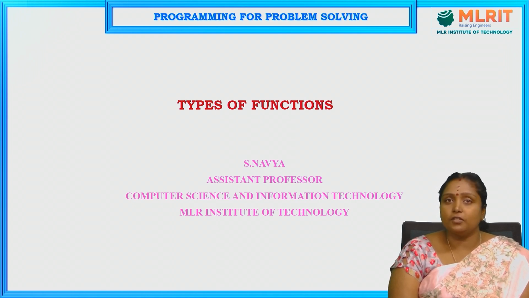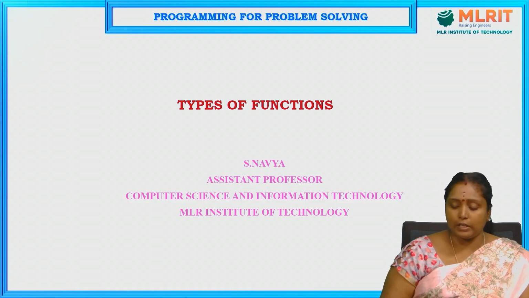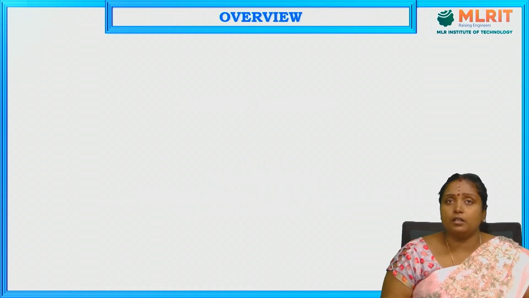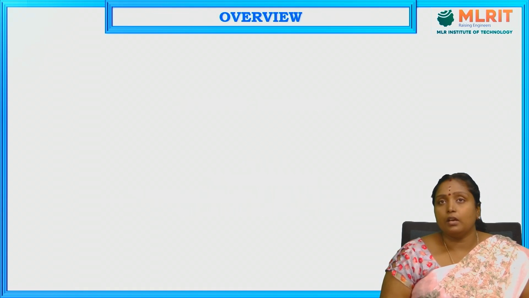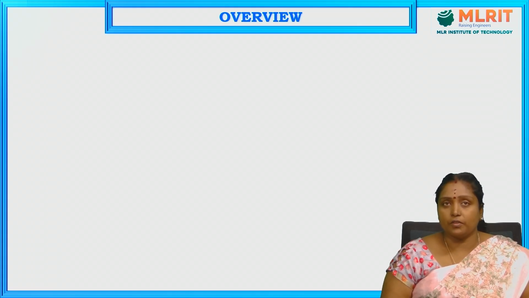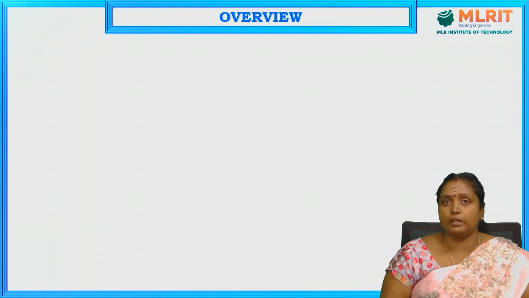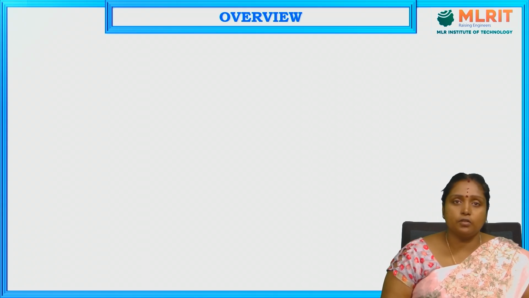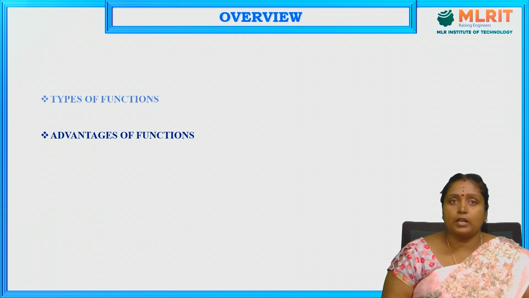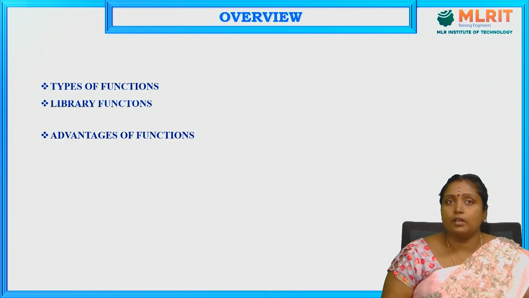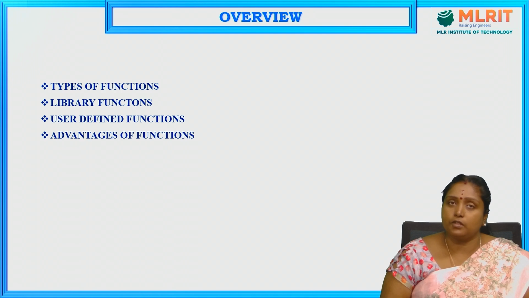In today's session, we are going to see about types of function. In the last session, we have seen what is a function, what is the need of a function, and how we are going to use a function. Here, simply an overview of a function. In this, we are going to see what are the types of functions, what are library functions, what are user defined functions, and what are the advantages of user defined functions.